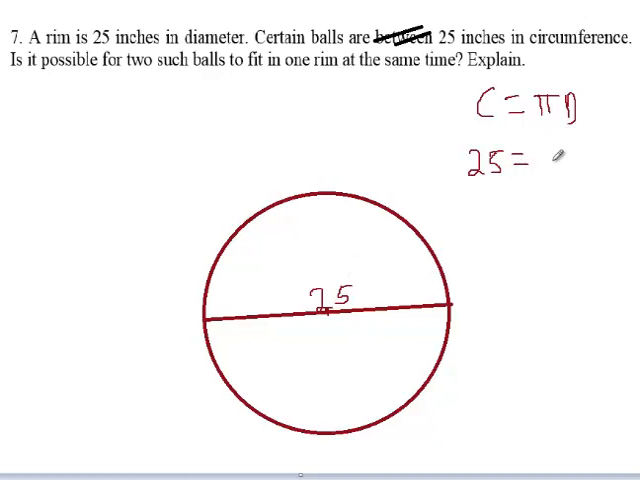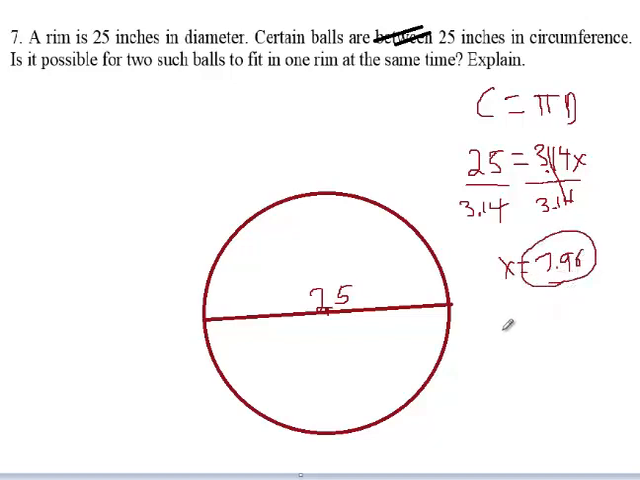So the circumference is pi, we'll round it off to 3.14, times the diameter, which we'll call x since we don't know what it is. To isolate x, we can divide each side by 3.14 like we would in any other equation to figure out the diameter. And 25 divided by 3.14 gives you 7.96. So x is 7.96. So now we'd have to envision, do two circles that have a diameter of 7.96 fit into this rim?